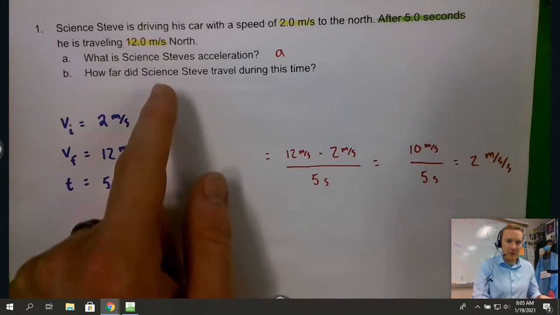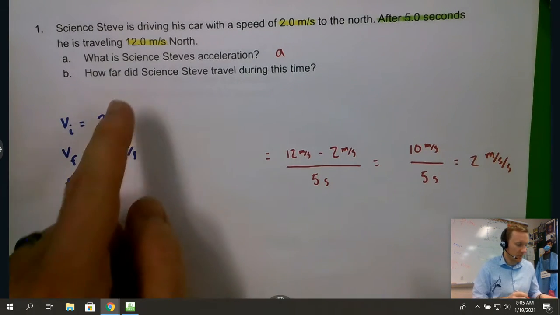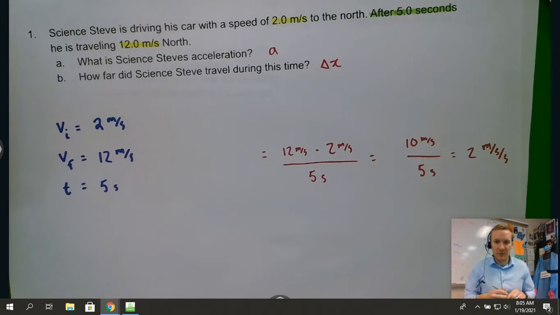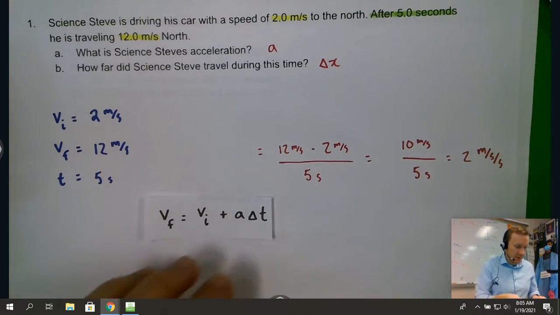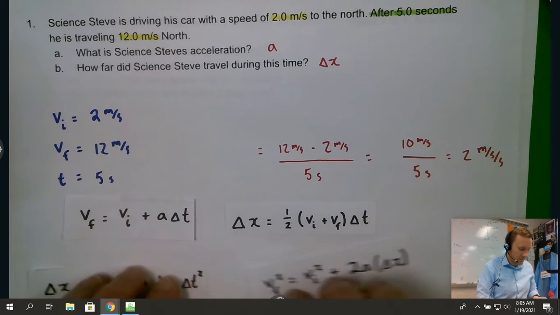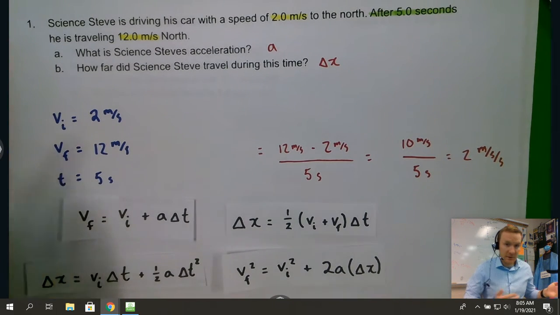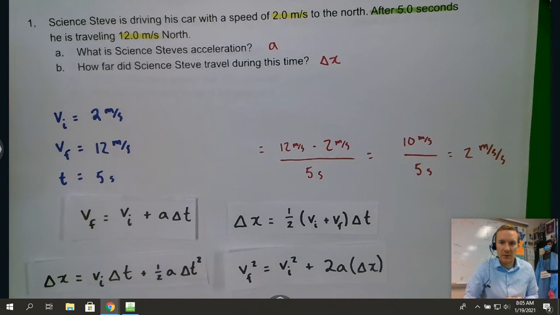Now we want to figure out how far does Science Steve travel during this time. If we're looking at how far, this means that we are looking at a change in position. So what we have to do is refer to all of our available kinematics equations, and I'm just going to focus on the 4 that we talked about. We need to find the equation that contains the details that we know and also allows us to find our unknown.